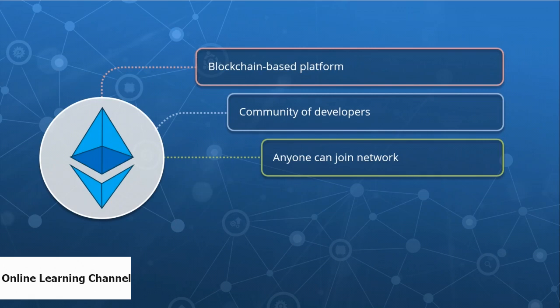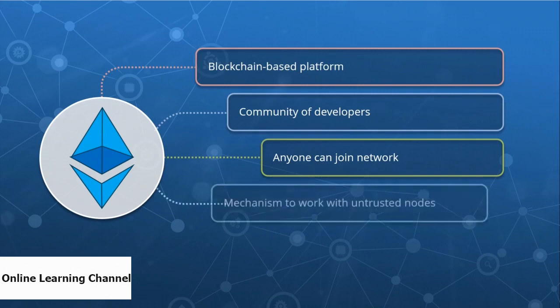Since anybody can join this network, we must expect that there may be some malicious entities who may try to defraud the participants in the network, which is why Ethereum includes a mechanism in order to allow members to work with untrusted nodes. This is achieved by means of the proof of work consensus algorithm, which ensures that any node which attempts to break the rules of the network will be punished.